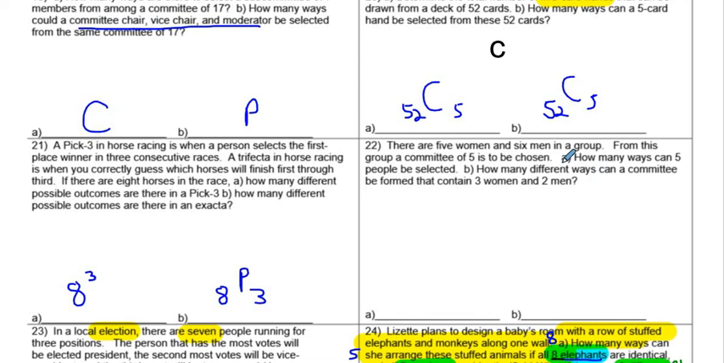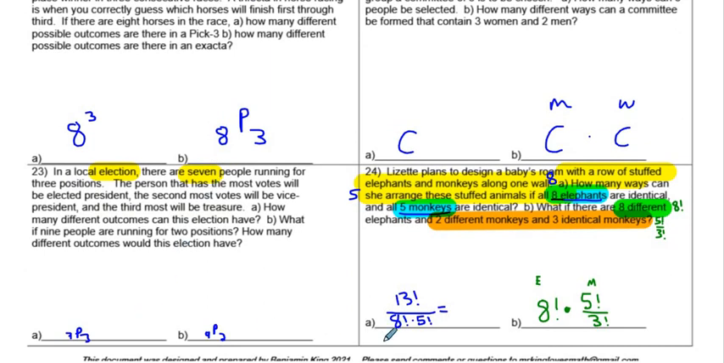This is a committee problem in which you're choosing from different sets. So you actually have 2 separate C's. You have a C for men and a C for women. And so in this problem, how many ways can 5 people be selected? So the first one is just one of them. And then the second one would be a C times a C, selecting from men and women. Down here at local election, that's going to be P.